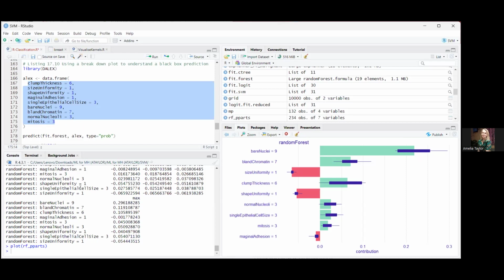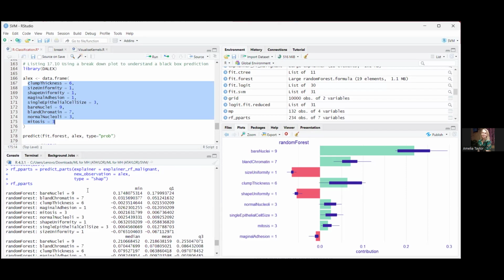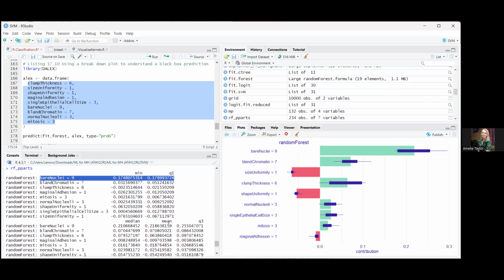Yeah. So let's have a look a little bit here. You can see in the numbers here the bare nuclei, which had the value of 9, has a contribution to the score, and it gives you the minimum value, the median, the mean value for that particular variable. So it's a range. Of course, these are not precise, right? It's not 100% precise, but it gives you an idea of which one is important or the most important.